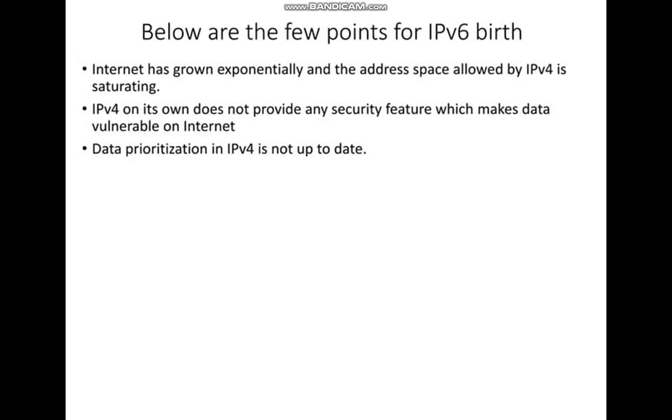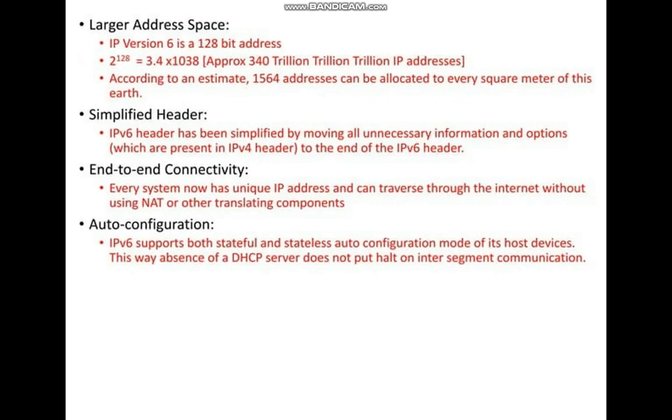Below are a few points about IP version 6. The Internet has grown exponentially, and the address space allowed by IP version 4 is saturated. IP version 4 on its own does not provide any security feature, which makes data vulnerable on the Internet. Data protection in IP version 4 is not up to date. Larger address space: IP version 6 uses 128 bits, so we can have a large address space for connecting devices. According to an estimation, 1564 addresses can be allocated to every square meter at this width.